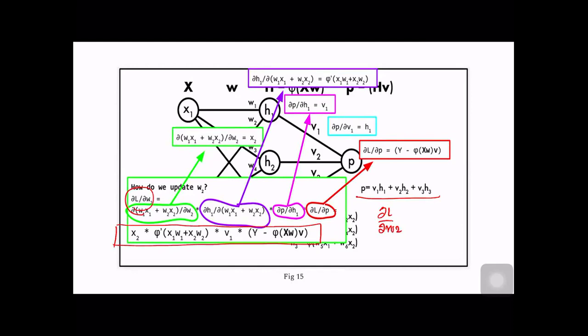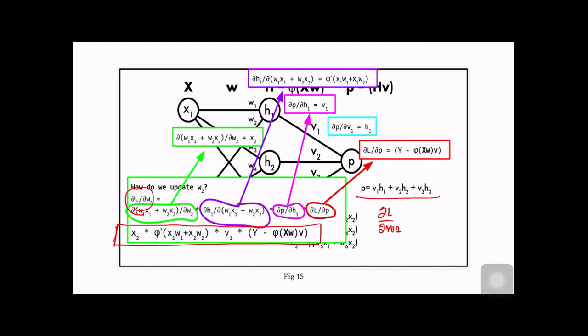But why not? I mean, the chain rule suggests that this should be the actual value of the gradient of the loss with respect to W2. So, I think he's talking about that equation next to P, right? Del L by del P is equal to Y minus something, something. When you take the derivative of that, you'd get a term del Y by del P.